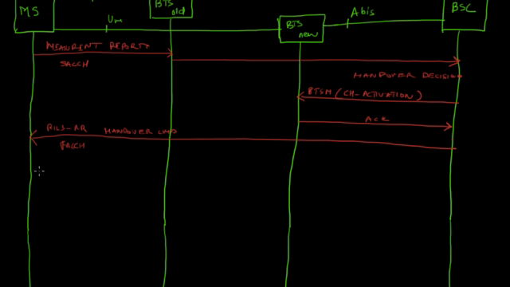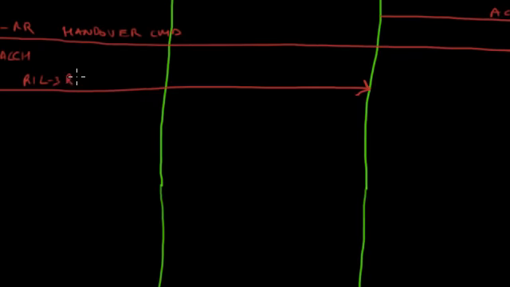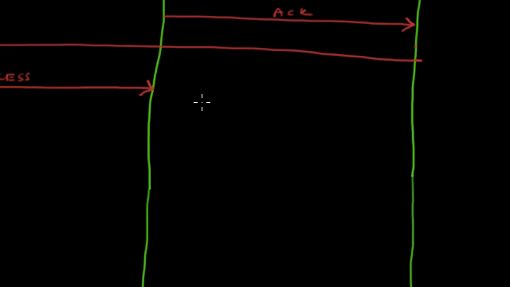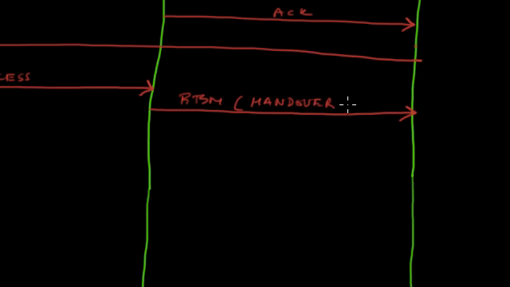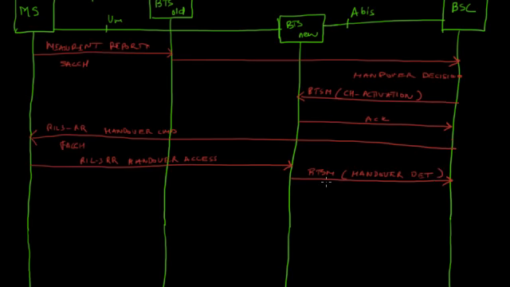Once the MS gets that message, it switches over to the new radio resource and sends the RIL3 radio resource handover access message, which contains the handover reference number. The BTS gets that message and tells the BSC, through the BTSM message, that handover has been detected, through the handover detection message here.